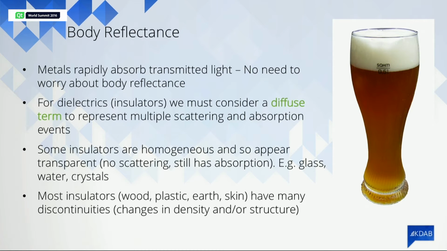Right. So now we need to worry about body reflectance. So we understand how much light gets reflected from the surface. Now let's worry about the light that penetrates the surface and what happens to that. So this is the diffuse term.